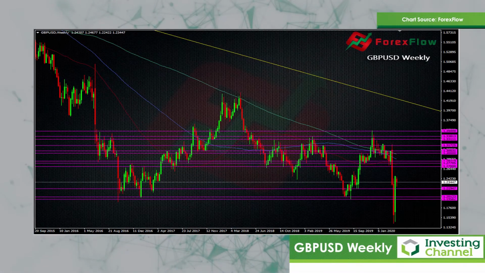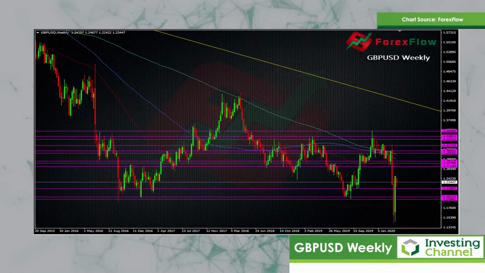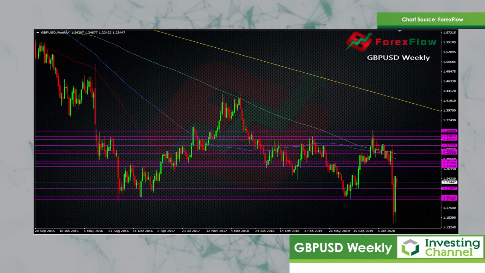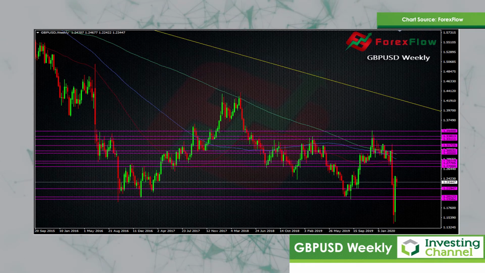Now, one pair I've been looking at is the pound versus the dollar, cable, as we like to call it. Now, this really took a beating. It was up around 130 and got slammed all the way down to 114. I think it was around about the low. And we've seen it recover all the way back up to 124, or nearly enough to 125.